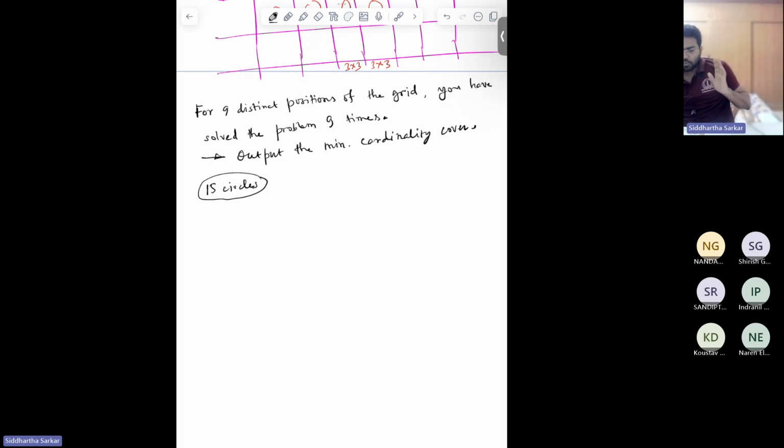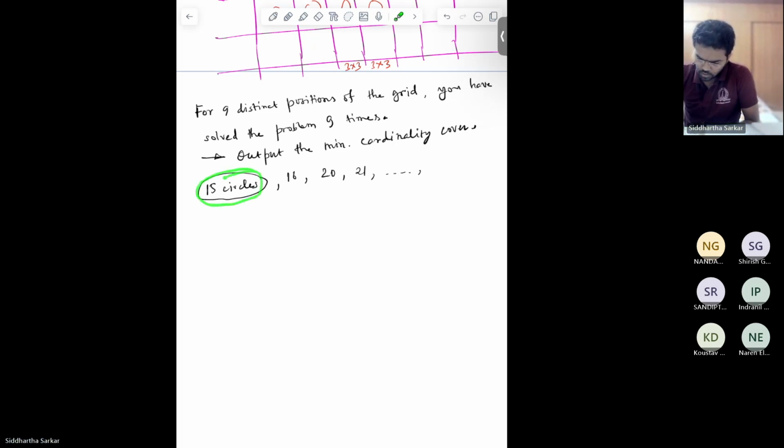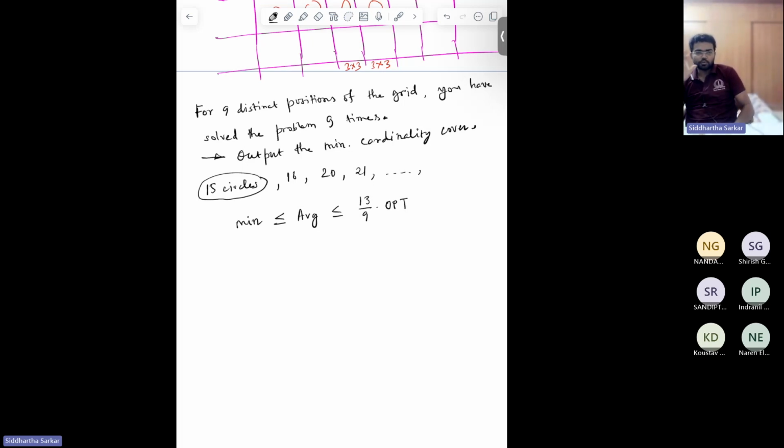But you have solved it how many times? 9 times. Maybe once you got 16, once you got 20, once you got 21, and so on. You have got 9 numbers, but you reported the minimum. So we are going to find the average of these 9 numbers and argue that this average is at most 13 by 9 times OPT. That is what we are going to argue. And because the average is this much, the minimum you have reported is also at most 13 by 9 times OPT. That is the plan. Do you understand the plan?